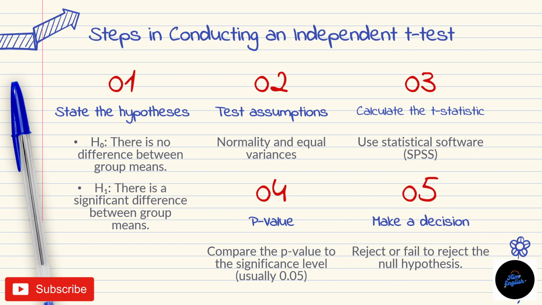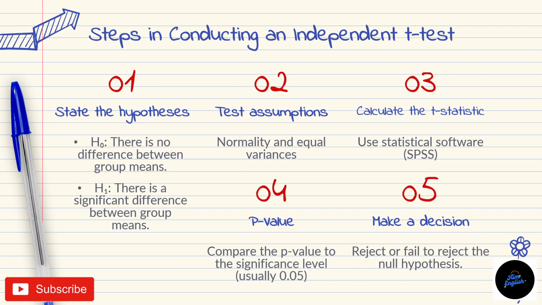Then you have to test the assumptions by doing what is called a test of normality and a test of homogeneity, and the explanation will be delivered in the next video. And the third step is you have to calculate the t-statistic. You have to use software, for example, SPSS or any other statistical software. And the next one, you have to consider the p-value, because in statistical calculations, the result is related to numbers like the p-value.